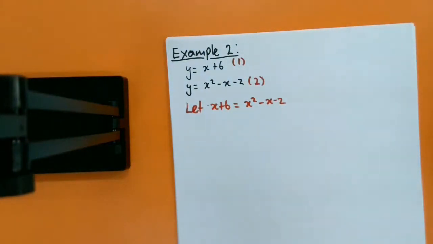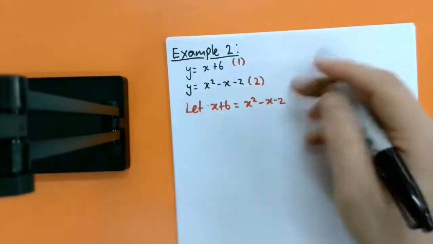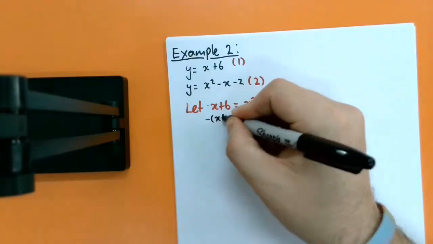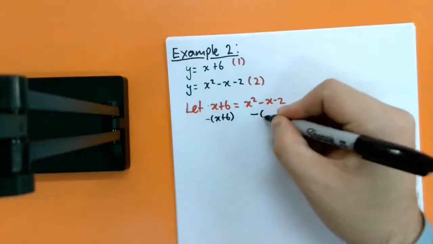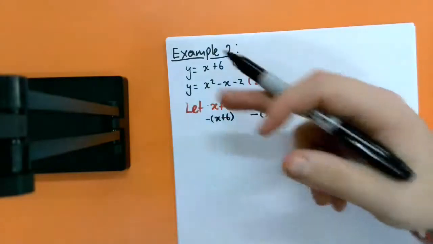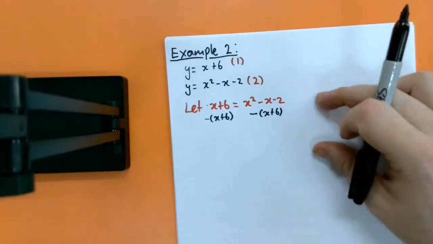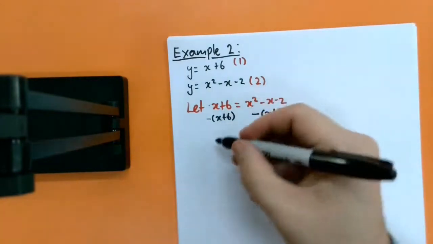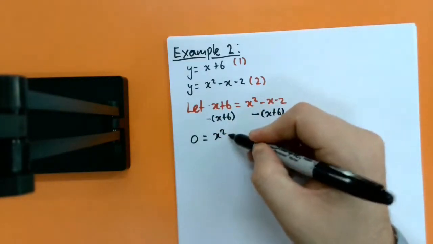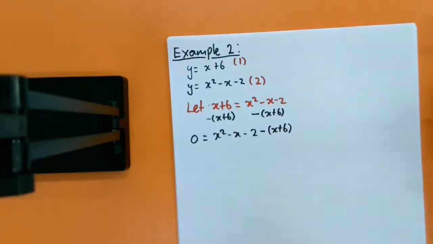So you want to try and move this over to the other side. Now to do that, we can subtract x plus 6 from this side, and subtract x plus 6 from this side. So this is like us saying minus (x plus 6), and minus (x plus 6). Now I'm just doing this in one step. You can do it in multiple, like minus x first and then minus 6 after, and do it out in multiple steps. I'm just doing this in one step here. So this leaves us with 0 is equal to x squared minus x minus 2 minus (x plus 6). That's all we've done so far.